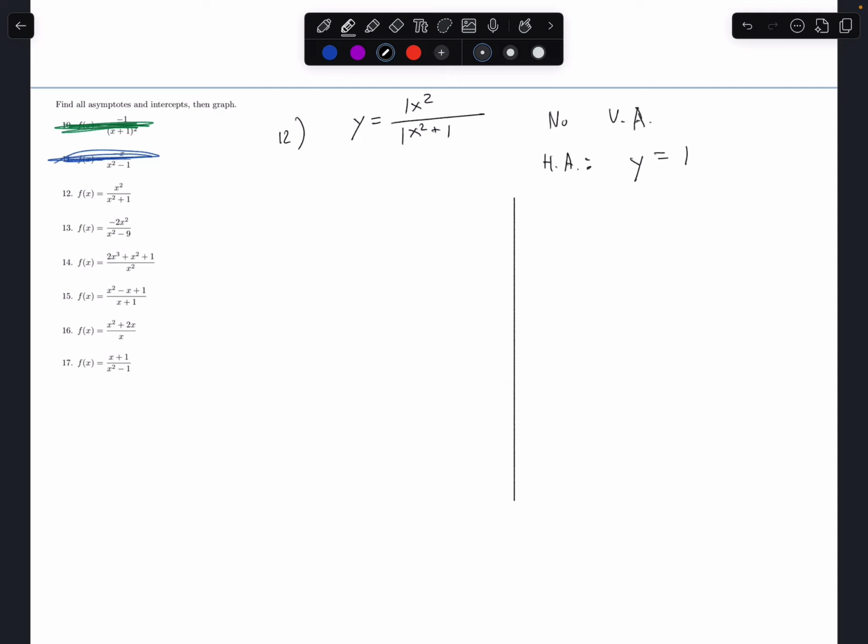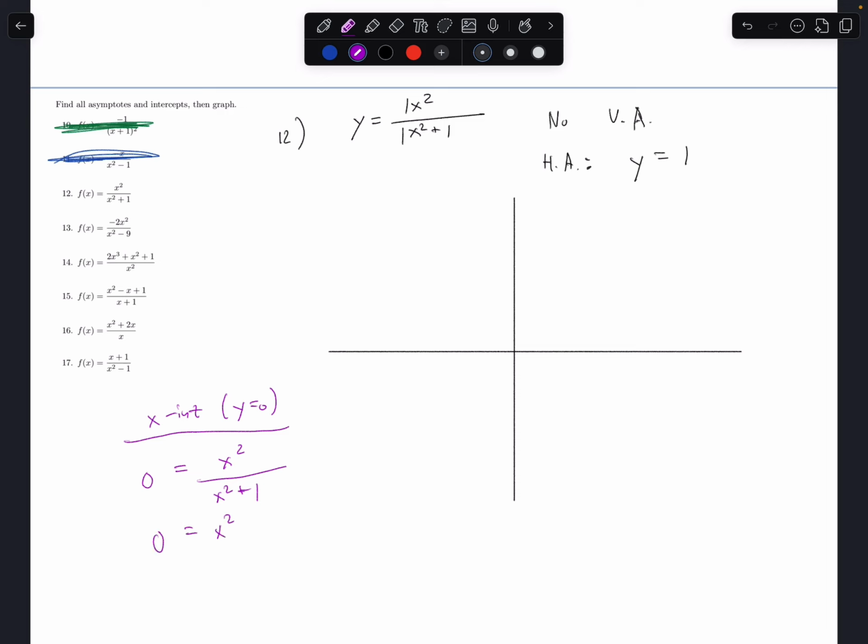Let's go graph this thing. Oh, I forgot. X and y intercept. So let's do the x-intercept first. And actually, we're going to be doing them at the same time again, looks like. Because when y equals 0, I've got 0 equals x squared over x squared plus 1. Multiply both sides by x squared plus 1. I get 0 equals x squared. So x squared is equal to 0. X is equal to 0. So that means (0, 0) is my x-intercept. Which also means if I plug in 0, I'm going to get that same intercept, (0, 0). Okay?